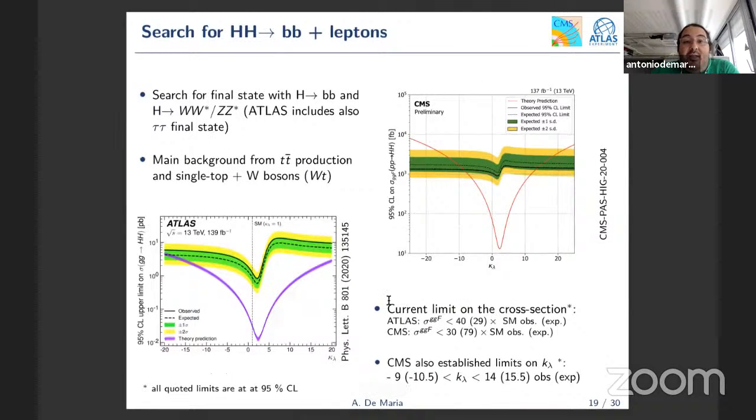Next one I'm going to talk about is the bb plus leptons final state. In this case, we are aiming for one Higgs decaying into bb and the other one into WW or ZZ, and also into tau tau concerning ATLAS. In this case, the main background is from ttbar and also single top production. Again, from both experiments we have limits on the cross-section, which are 40 and 30 respectively for ATLAS and CMS, times the standard model. CMS also uses these results to establish limits on the kappa lambda value, which is between -9 and 14, always talking about the observed limits, which you can also extract from the plots on the slide.